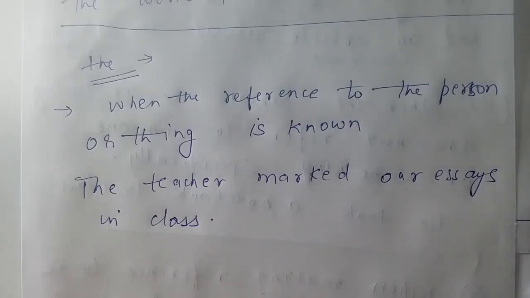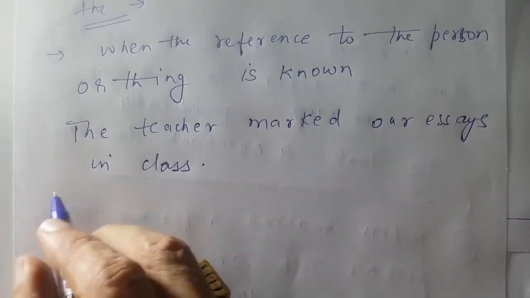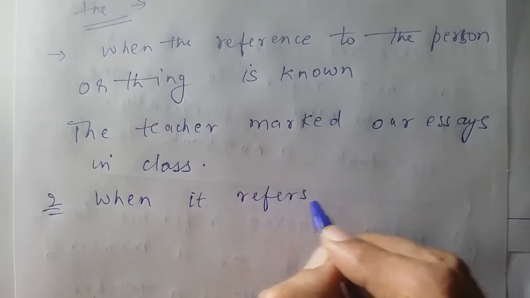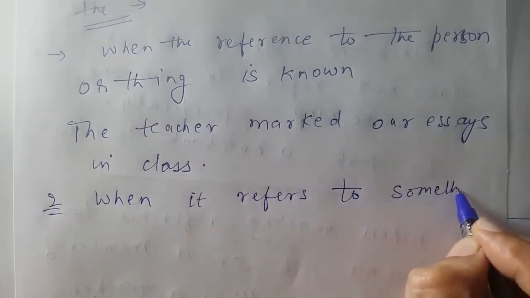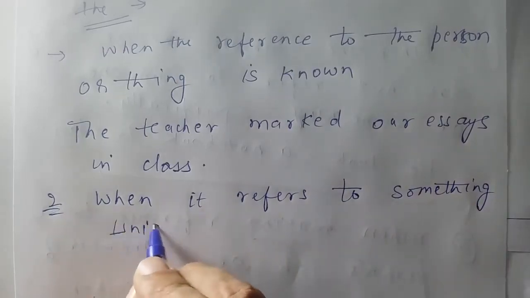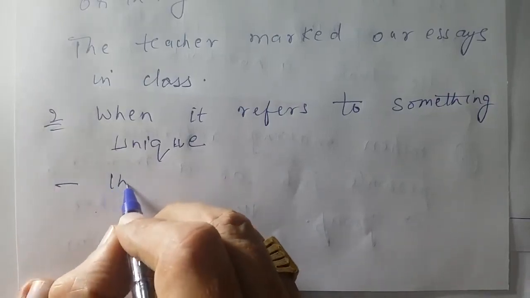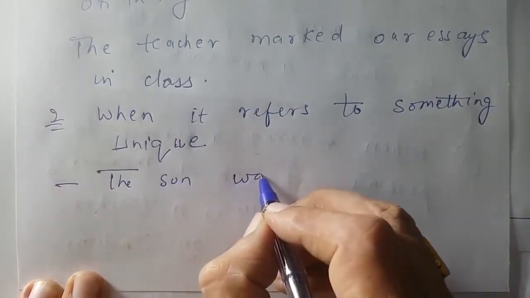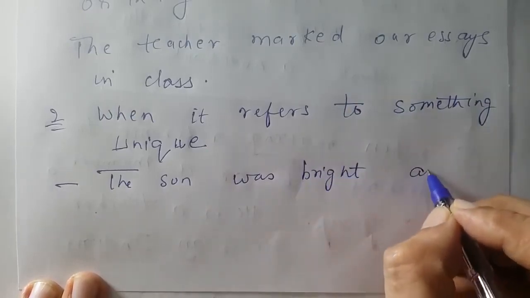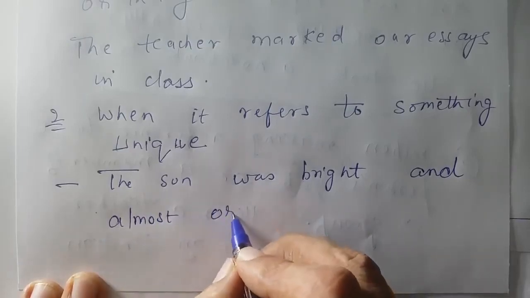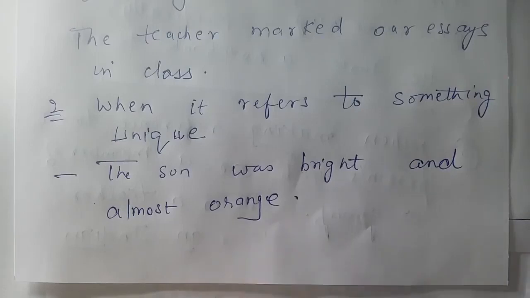Second thing, the main thing. Remember this one. When it refers to something unique, the sun was bright, and almost anything you can add. Orange. Check this out. So in this way, when there is a reference, then we can use the.